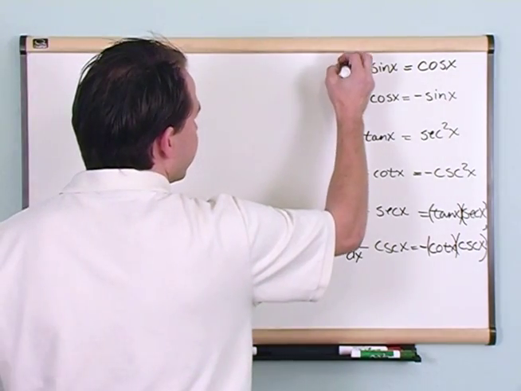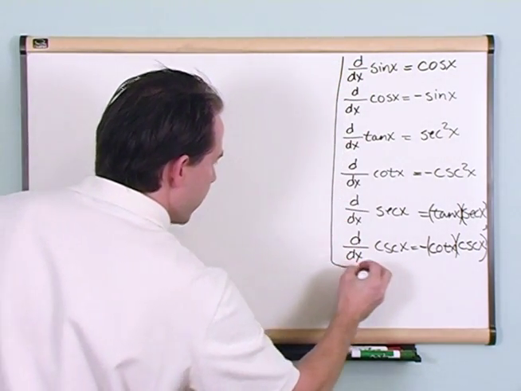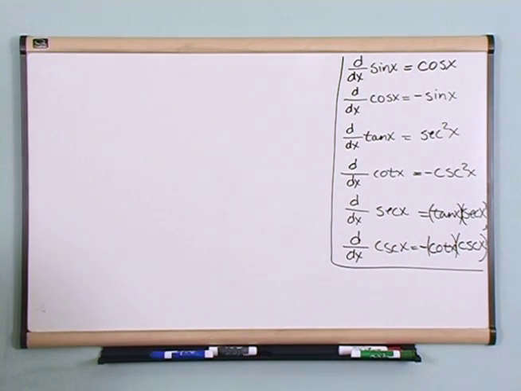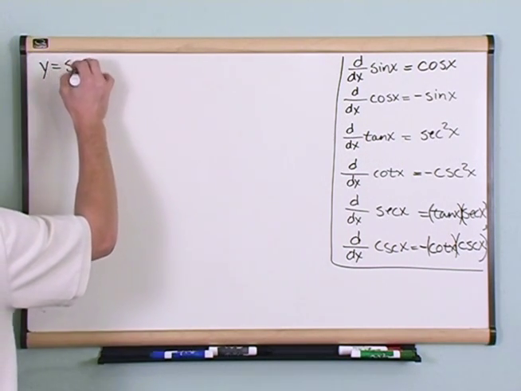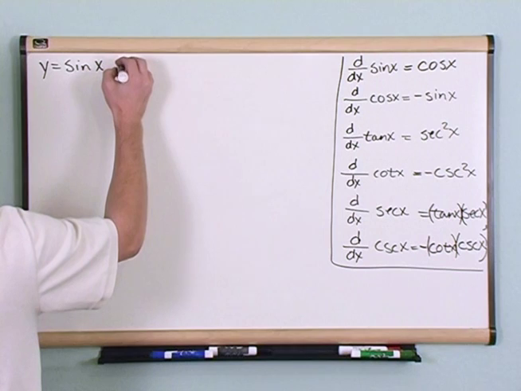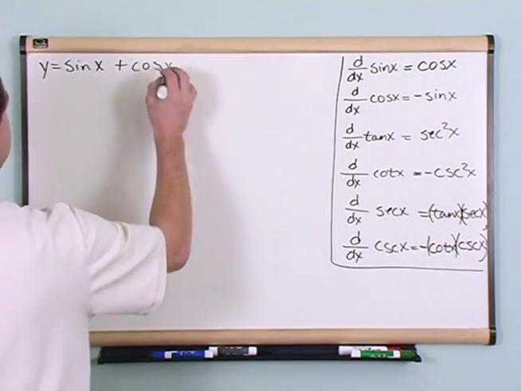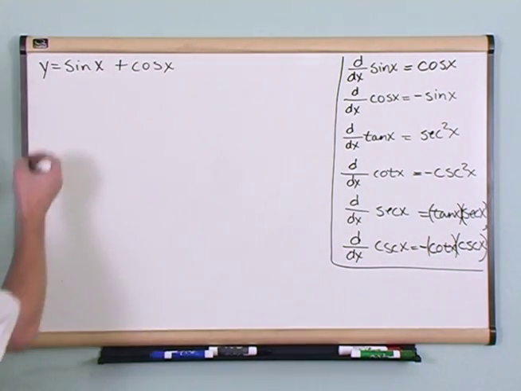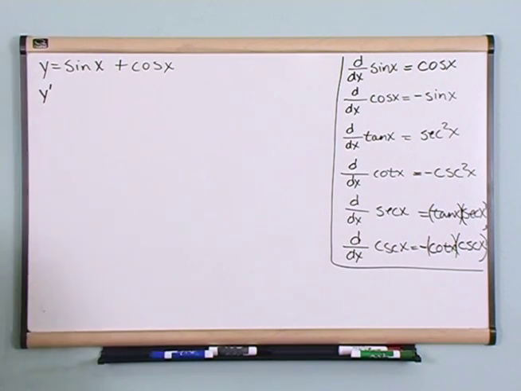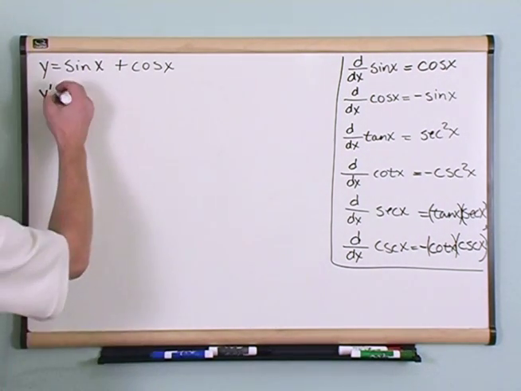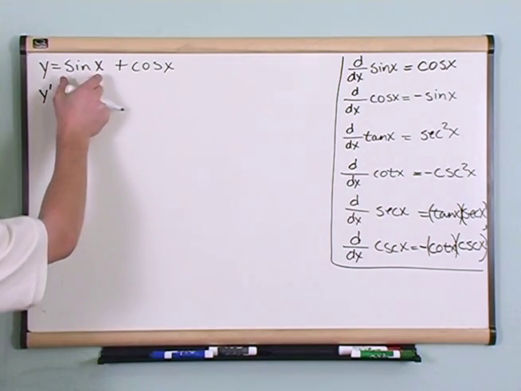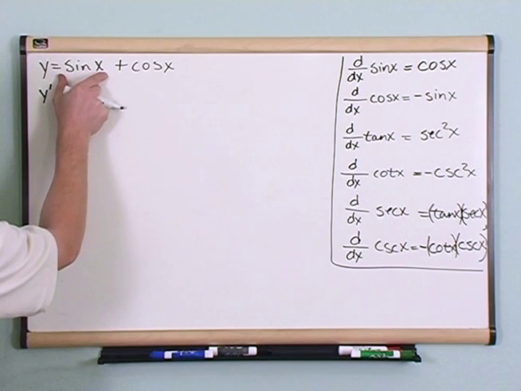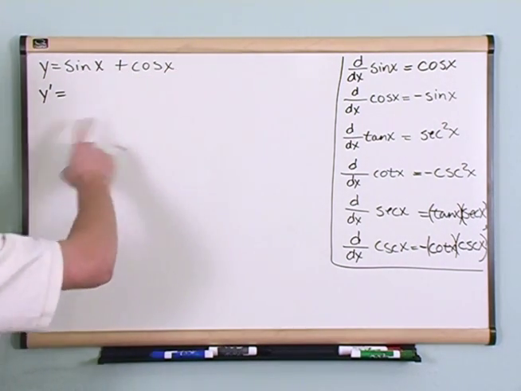I want you to take this as fact, and it is fact, and that's something you'll end up memorizing. We're going to use that information to take some derivatives. So what if you have sine of x plus cosine of x, and we want to find the derivative? The derivative is y prime, and we're going to start easy and get a little bit harder. When you take derivatives, if you have things added together, you just take the derivative of the first thing, then the derivative of the second thing, and add them up.